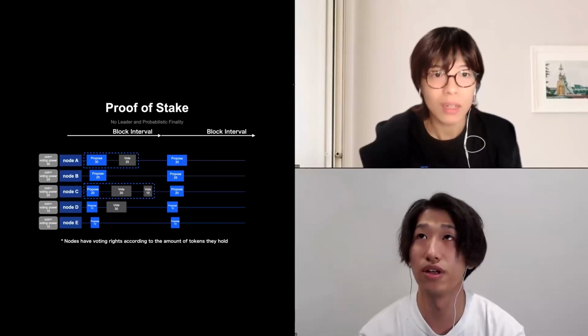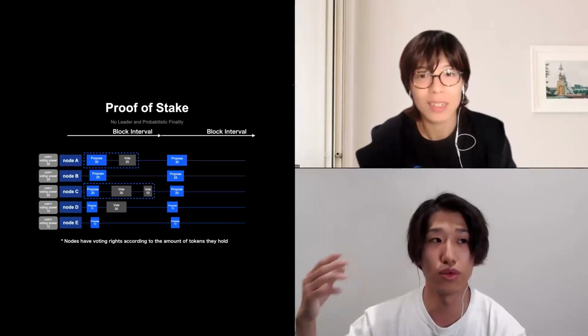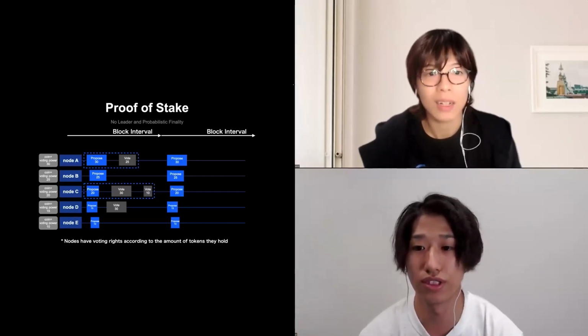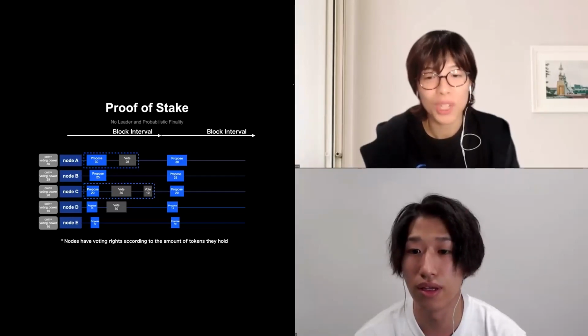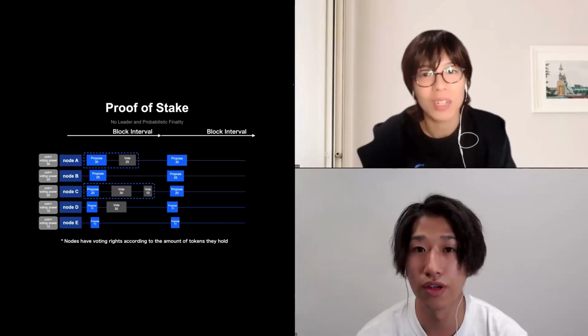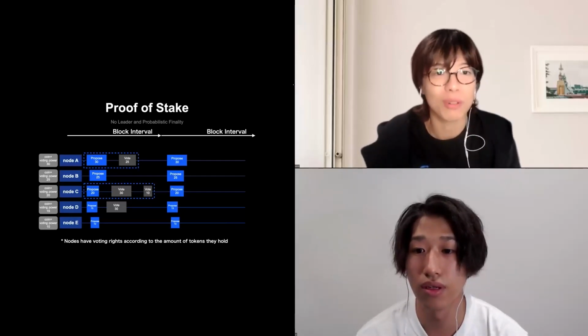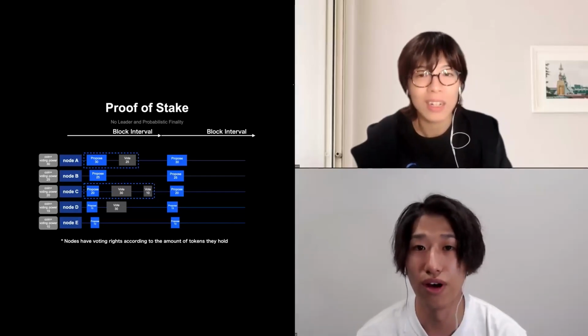I see. I understood. So after the selection, the proposer can also be validated, right? Yes, when making a block, the proposer creates a proof with confidence. So the fact that I am the proposer gets recorded on the block.